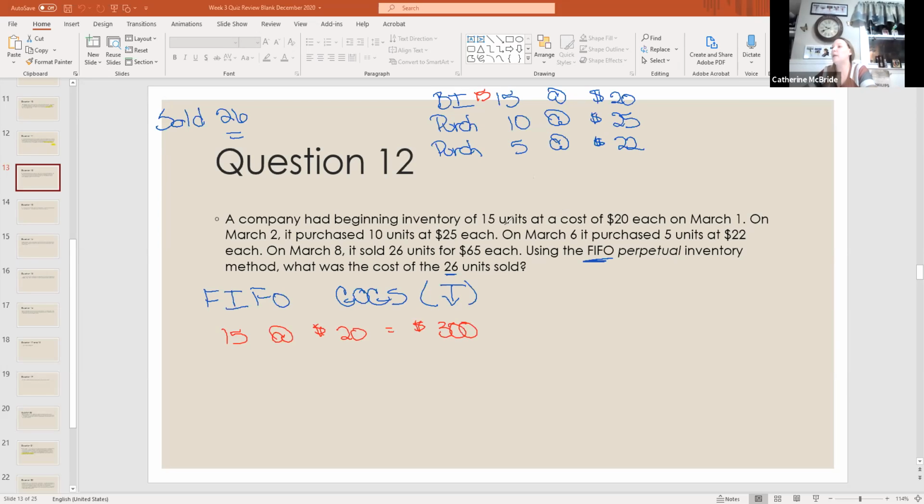I need 26. So I need 11 more. So I'm going to take all 10 of these and I'll take one of these. So now I've got 10 units at $25 for 250. And I have one unit at $22 for $22. So my cost of goods sold is 572.